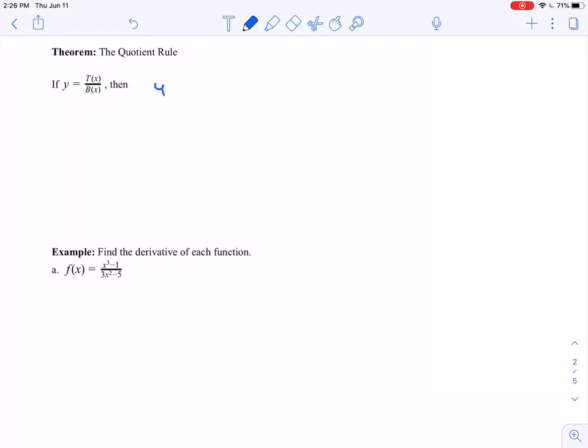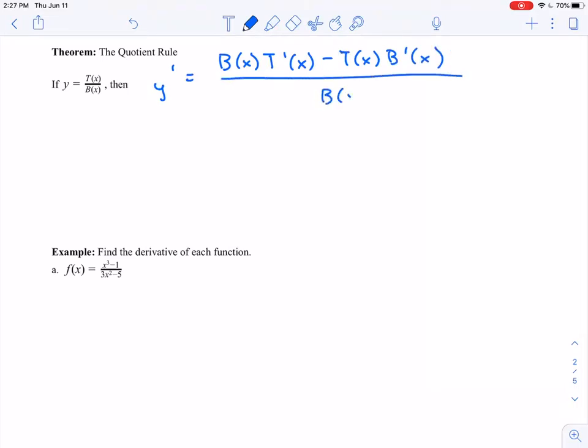Then the derivative y prime is equal to b of x times t prime of x minus t of x times b prime of x, divided by b of x squared. And I know what each and every one of you is thinking right now.